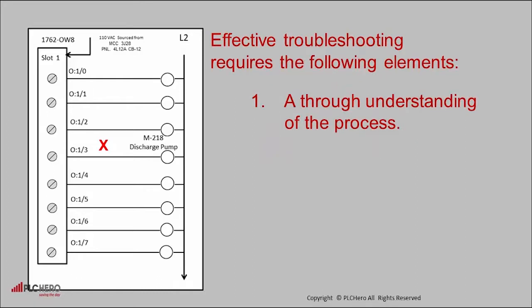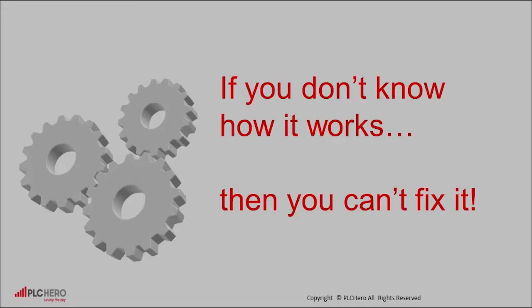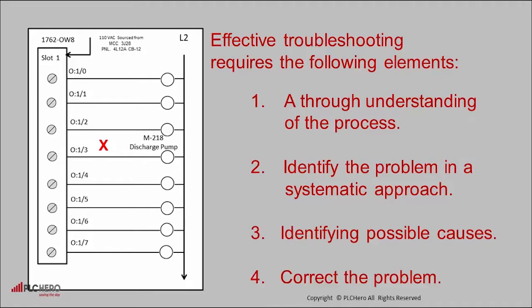Effective troubleshooting requires the following elements. Number one, a thorough understanding of the process. If you don't know how it works, then you're not going to fix it. Number two, identifying the problems in a systematic approach. Number three, identifying possible causes. And number four, resolving the problem.